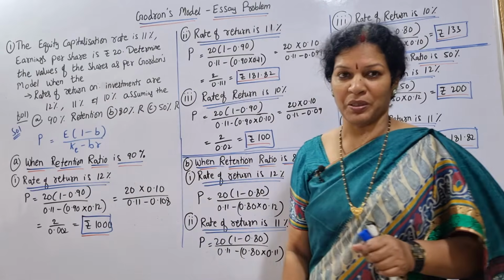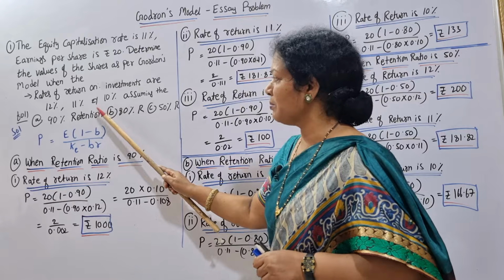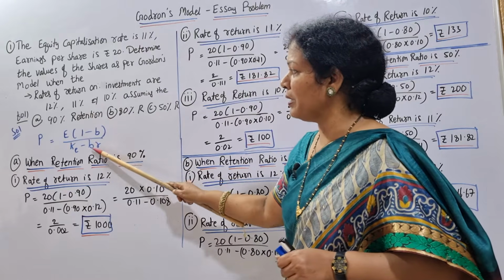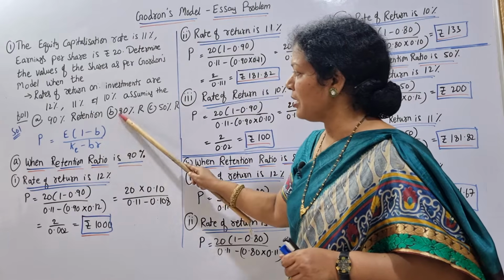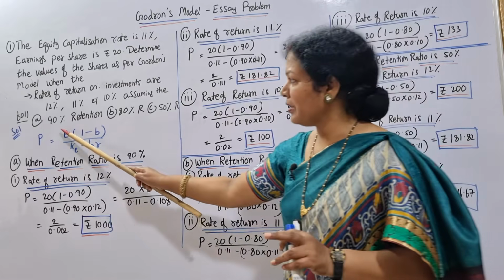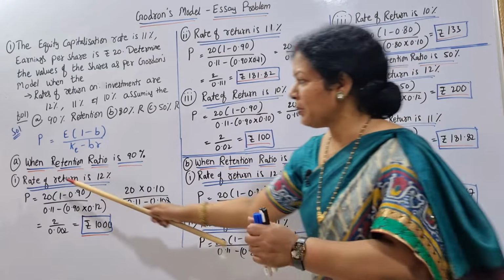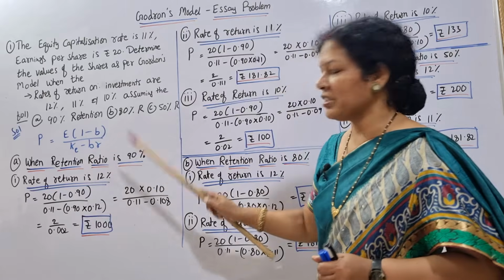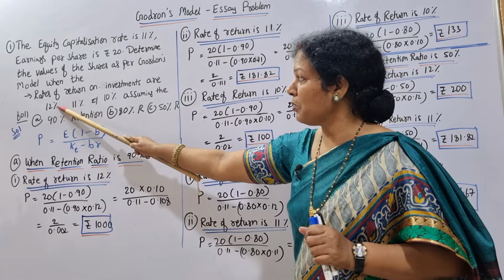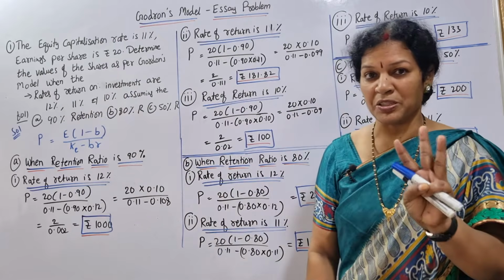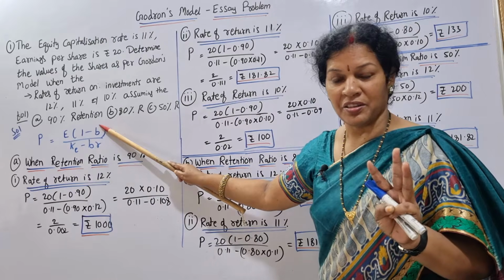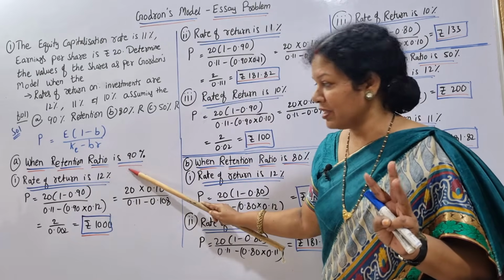Now here 12%, 11%, 10% is the return on investment, that is R, and retention is B. B is 90%, 80%, 50%, like that we have to take. Let us take first 90% retention. I kept a heading: when retention ratio is 90%, we will follow 12%, 11%, 10% also. Three bits we have to work out under this 90% retention.